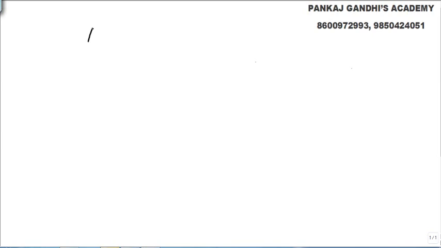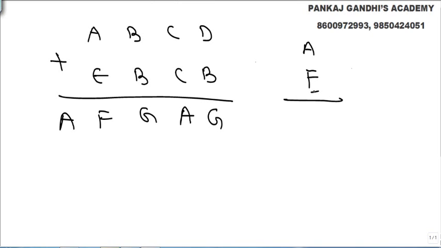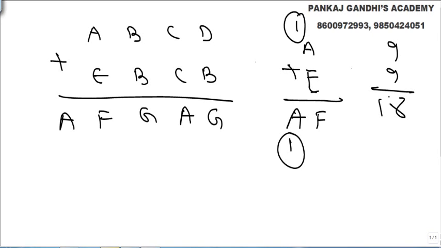What we need to find out now: ABCD, a 4-digit number, plus EBCB, a 4-digit number, gives AFGAG. As we have already seen, for two numbers the maximum carry forward, from A plus E, has to be 1, because at most 9 plus 8 is 18, so the carry forward has to be 1.